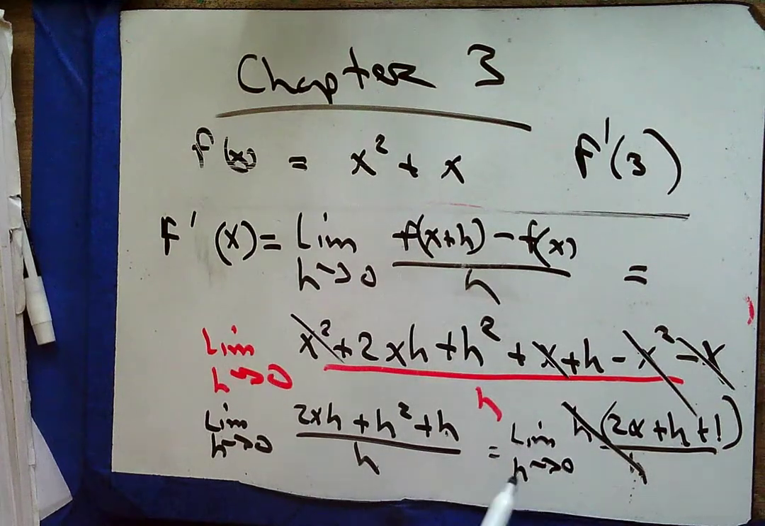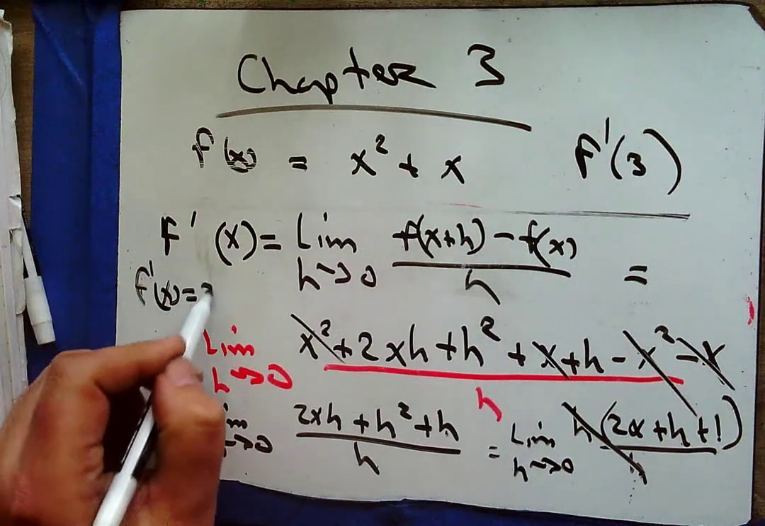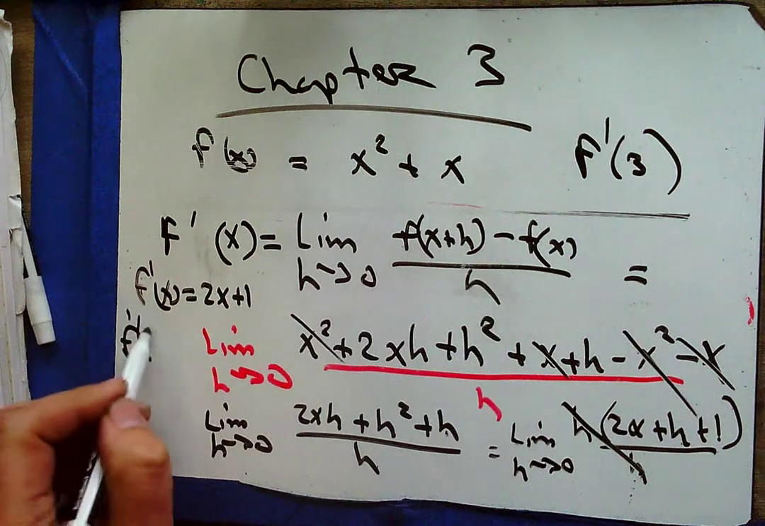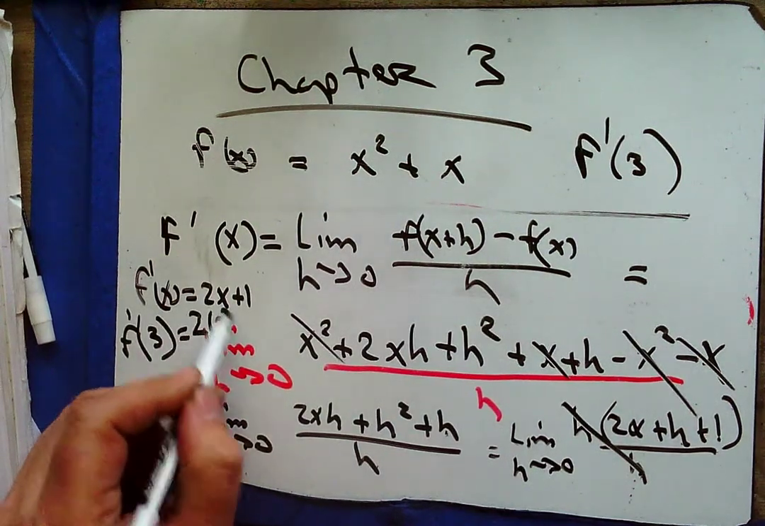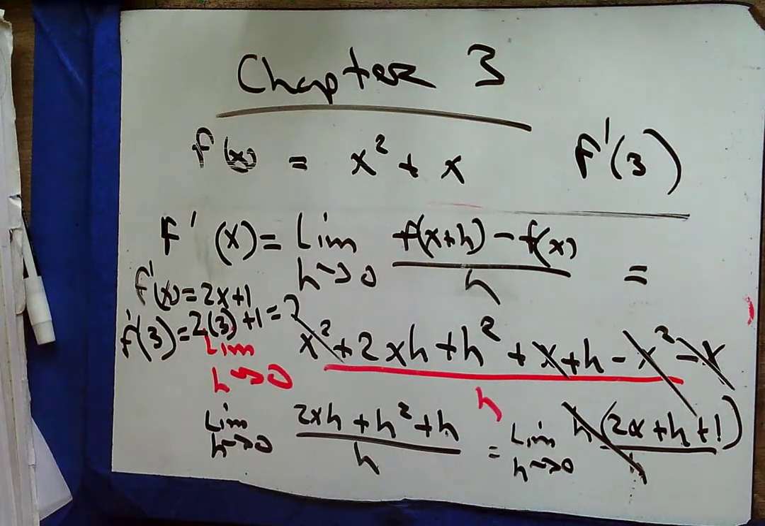These cancel. Now we can plug in our 0 for h, and we can claim that f prime of x equals 2x plus 1. And so if we want to find f prime of 3, we simply plug a 3 in there. 2 times 3 plus 1 is 7. Great. So I don't know why they didn't finish, but it was a little sad for me.